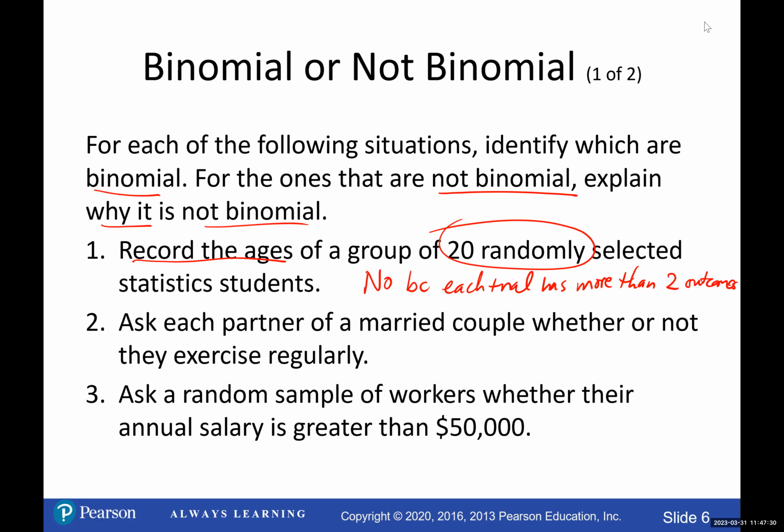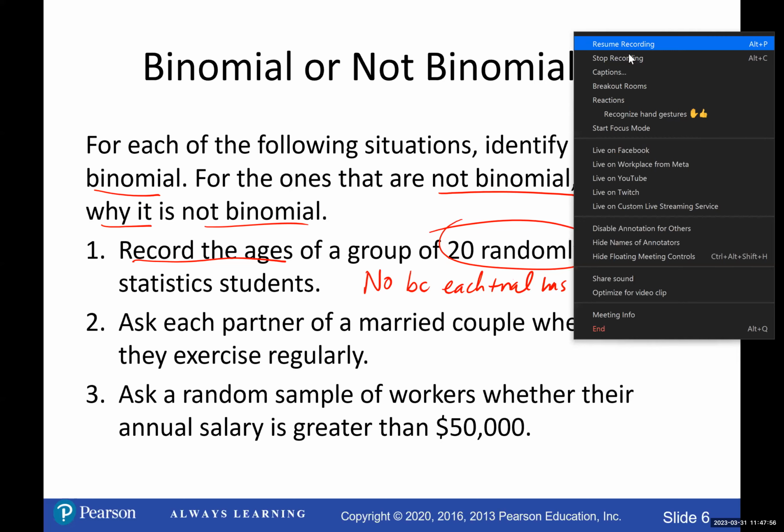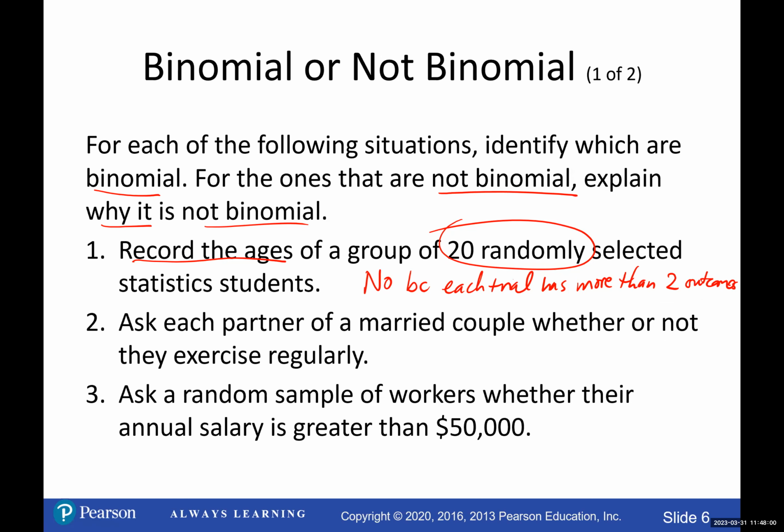All right, number 2. Ask each partner of a married couple whether or not they exercise regularly. How many outcomes does each have? Whether or not they exercise regularly, so it's going to be yes, they exercise, or no, they don't. It looks like it could be a binomial distribution here, but we have 4 things to check.